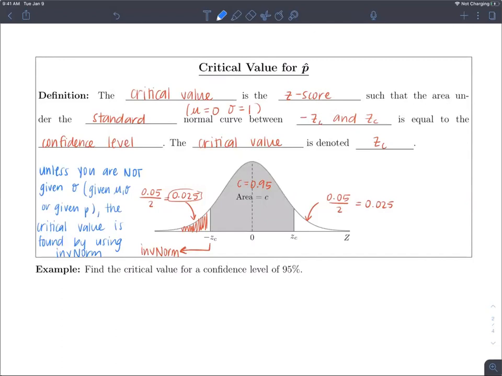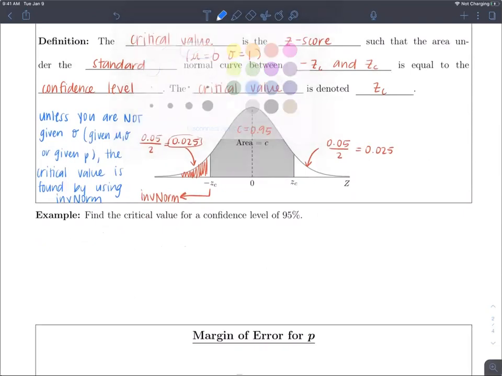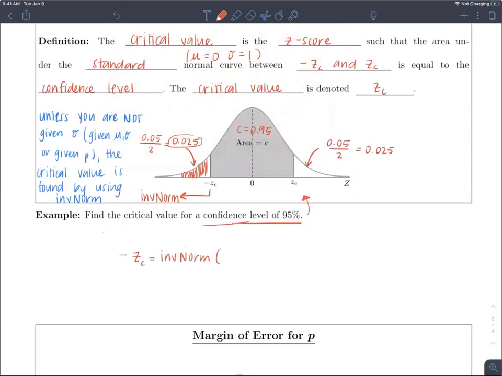So let's do this example. Oh, we already did it. I didn't realize that. So here it says, find the critical value for a confidence level of 0.95. Well, that's the picture I just drew right there, right? And so what you're going to do is negative z sub c is going to equal inverse norm, and then you give it the area to the left of that value. That's why I'm looking for negative z sub c. Because I can just put in 0.025, then comma 0, comma 1. And that'll give me the negative version of my critical value.